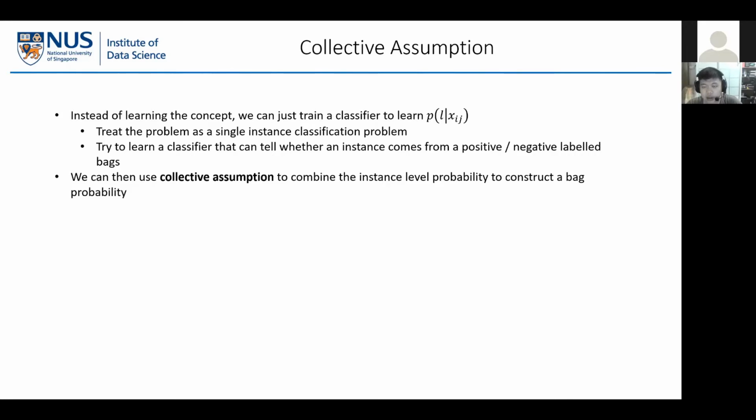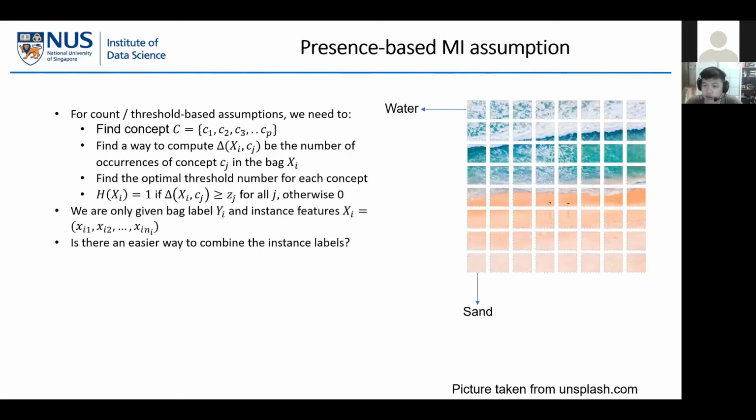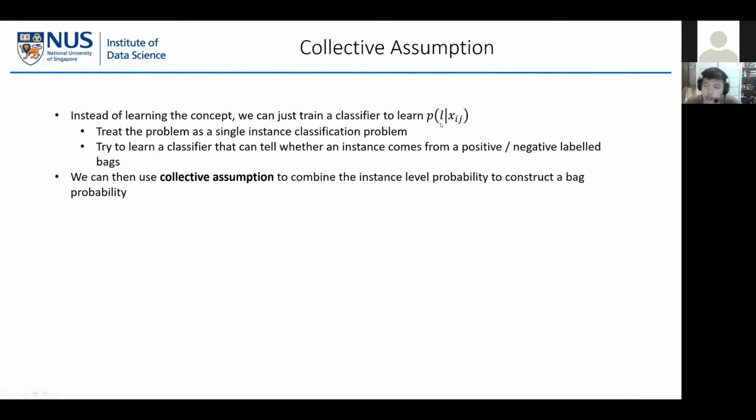This assumption says that instead of trying to learn the concept, instead of trying to classify each patch separately, as in the presence-based MI assumptions, where we want to classify whether a patch is a picture of water or sand, whose labels we might not have access to, what we can do instead is treat this as a single instance classification problem. We try to learn to predict the label given the instance.